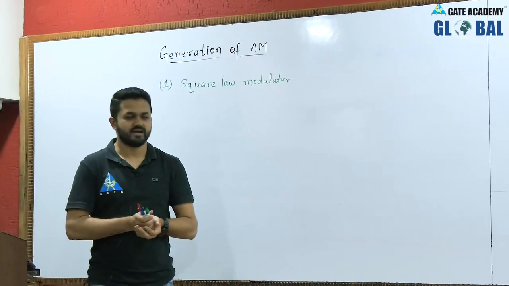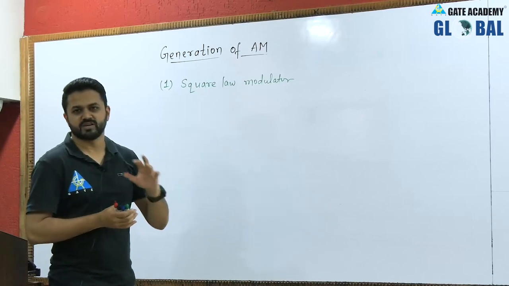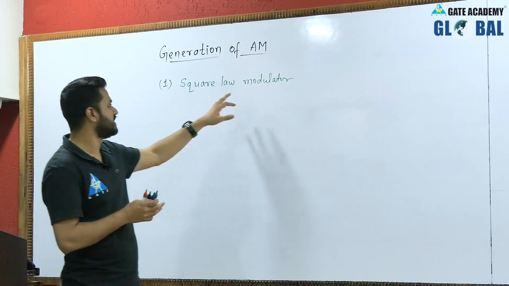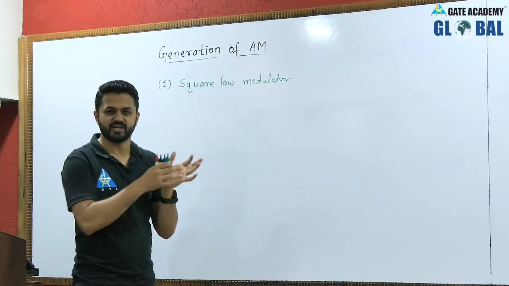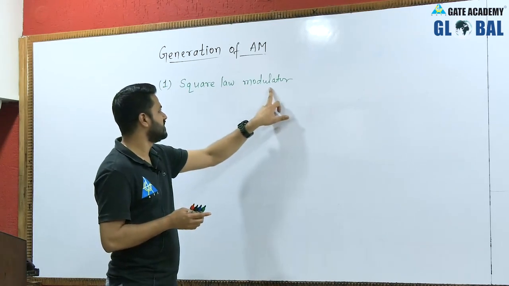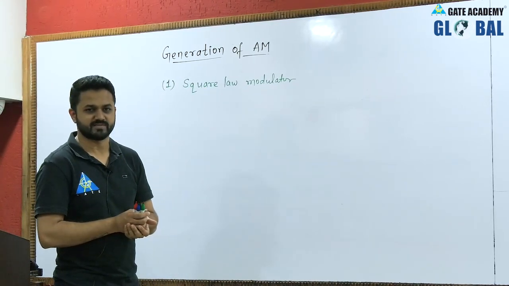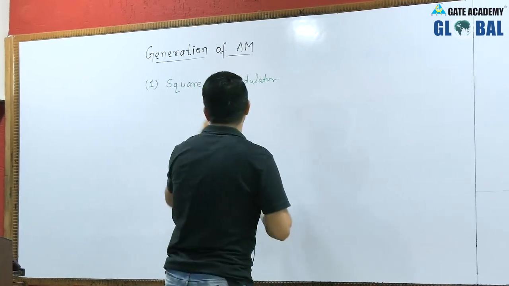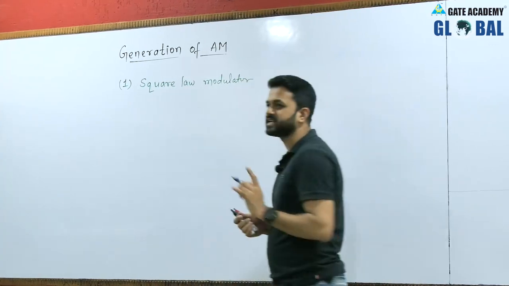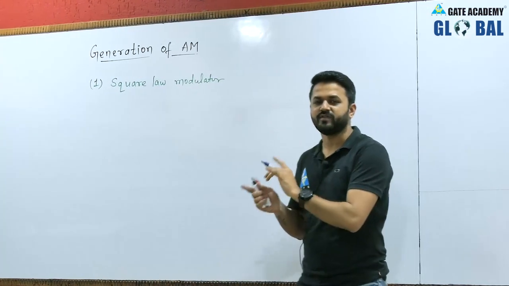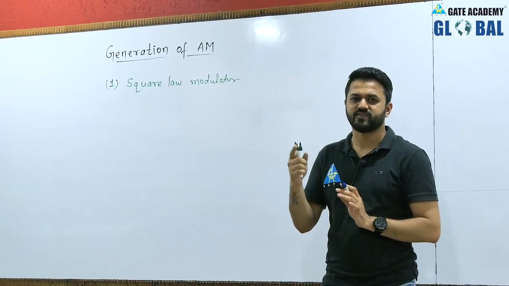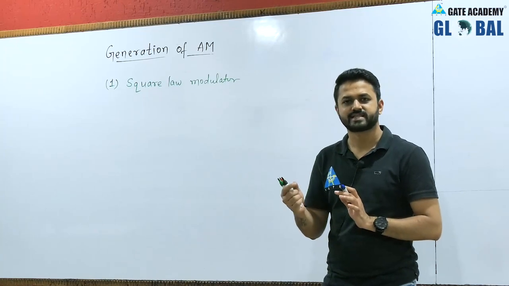Square law modulator. The term modulator is used when we generate the signal, because in the modulation we modulate the carrier signal by message signal. So this is the term used here, modulator, on the transmitter side. So the block diagram of this square law modulator is, first of all, we will have two signals, like I said in the starting of analog communication. Throughout the analog communication, we will have two signals. First one is message signal and second one is carrier signal.